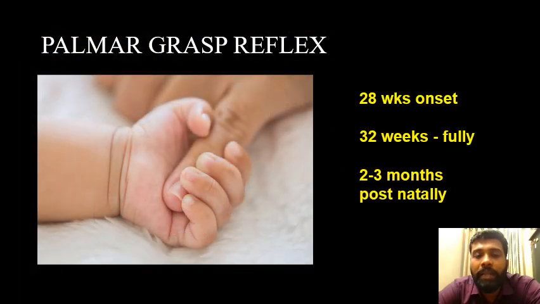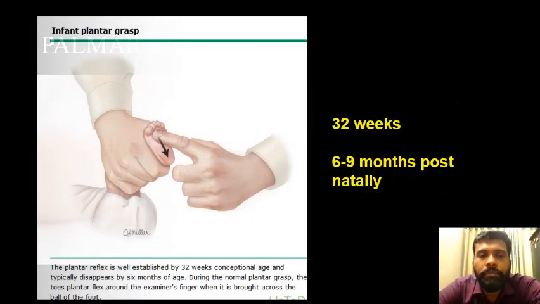Next is the palmar grasp reflex. Okay. It is usually seen from 28 weeks of gestation, fully developed by 32 weeks, and it is seen till 2 to 3 months postnatally. This is plantar grasp. This is important. Okay. It is seen from 32 weeks onwards to 6 to 9 months postnatally.